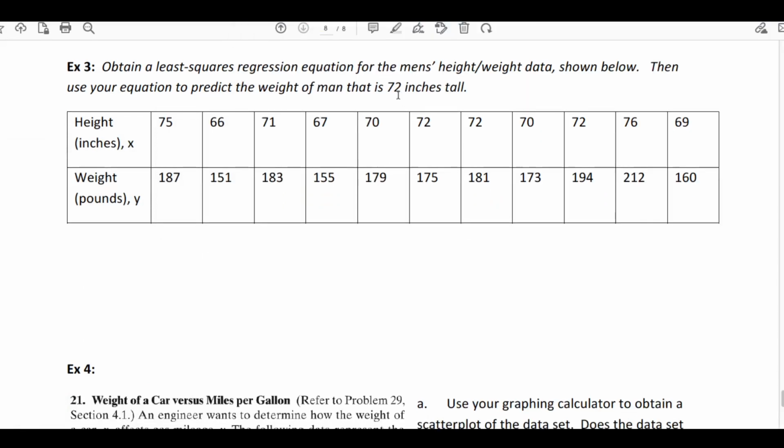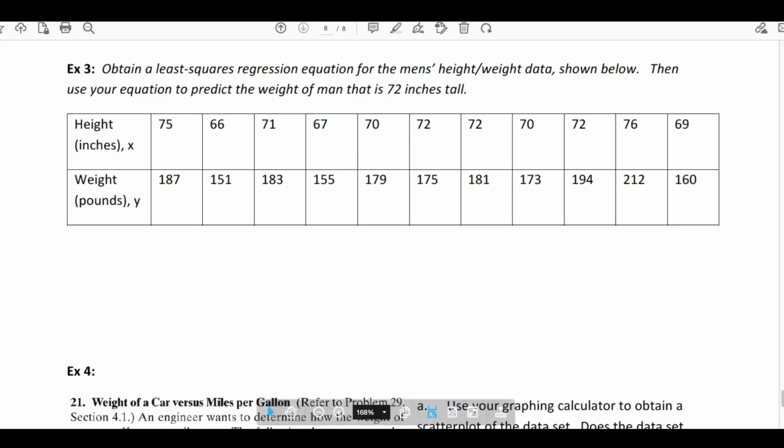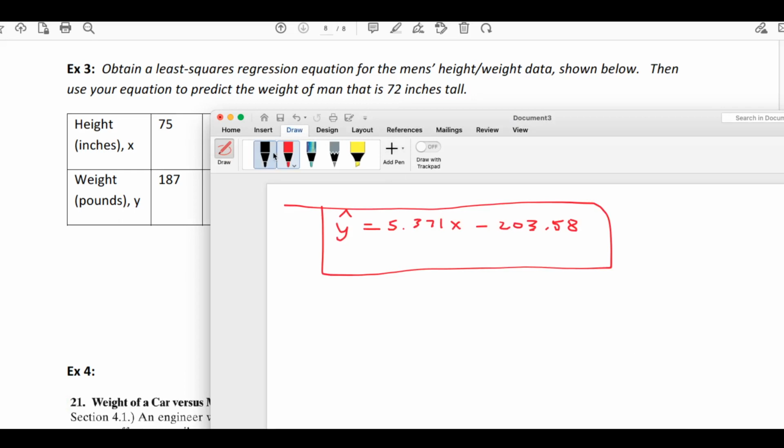Since we want to predict at x equals 72 inches, what we do is right here, we plug in 72 inches. So for the final answer, I want to predict the weight of a person whose height is 72 inches. So you do this calculation, okay? And then it gives us the predicted value of the response variable y.